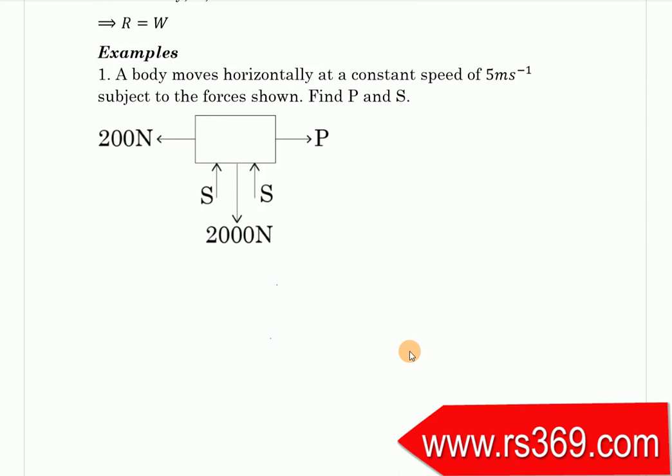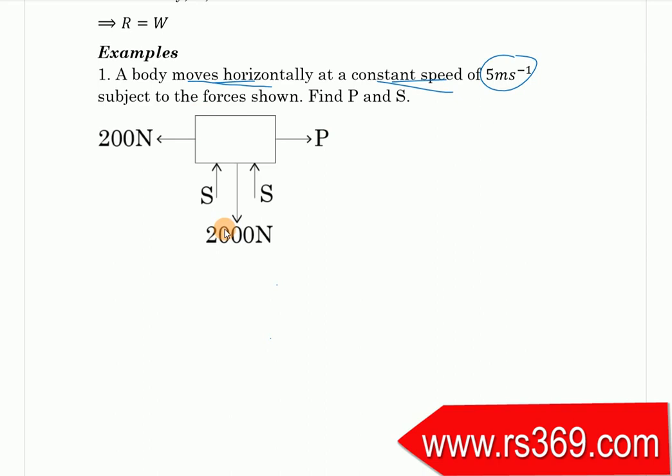We have this example. They are saying that a body moves horizontally at a constant speed of 5 meters per second, subject to the forces shown. Find P and S. Now, we need to take note of these words. The body is moving horizontally with a constant speed. We have those terms: constant speed, moving horizontally. Subject to the forces, find P and S. This is what you need to take note of.